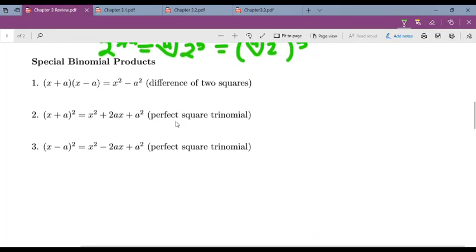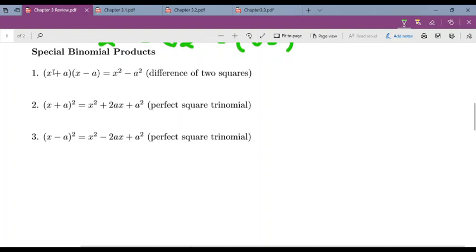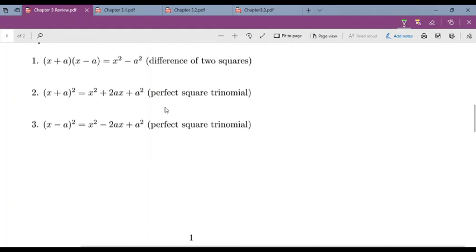Alright, next part, special binomial products. You should know this, it's full method and everything, how it simplifies. If you've got x plus a times x minus a, it simplifies to the difference of squares, which is x squared minus a squared. If you've got x plus a all squared, then you're essentially multiplying these insides. So you'll do x plus a times x plus a, which renders you x squared plus 2ax plus a squared, which is your perfect square trinomial.